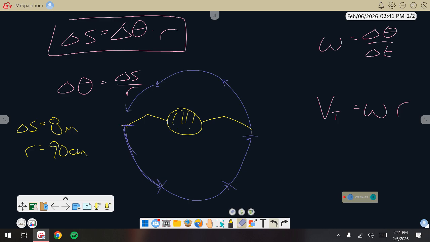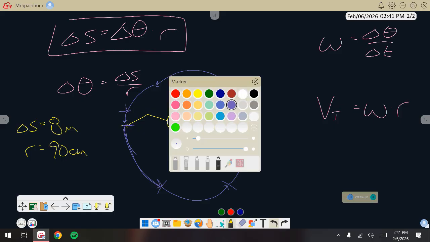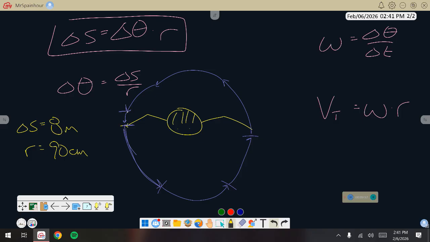How many 0.9 meters will fit in a full circle? 6.28. So of course we keep going around, switching colors here so that you can kind of tell the difference. Here is the 7th, one right there.